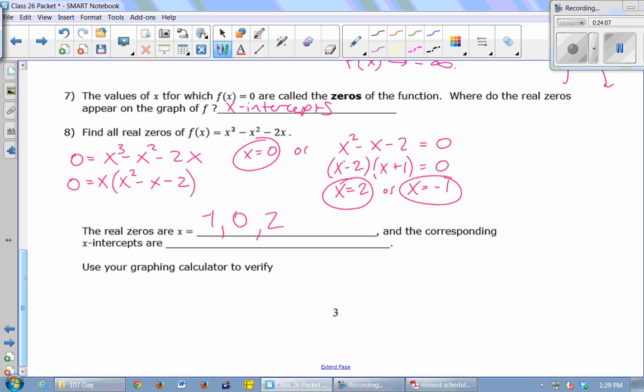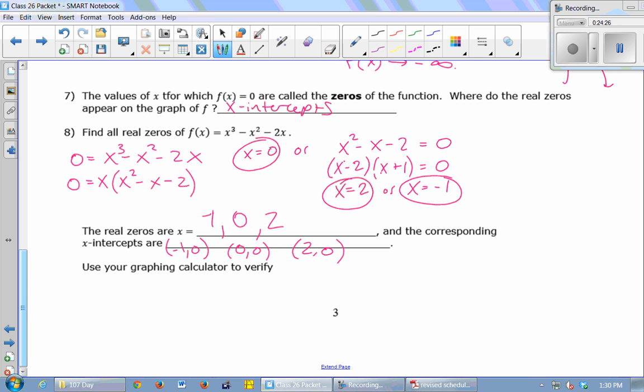All right, so if these are my zeros, the corresponding x-intercepts, I would write them as points. So this would be negative 1, 0, 0, 0, and 2, 0. Right, x-intercepts are points on the x-axis, which means the y-coordinate is 0.